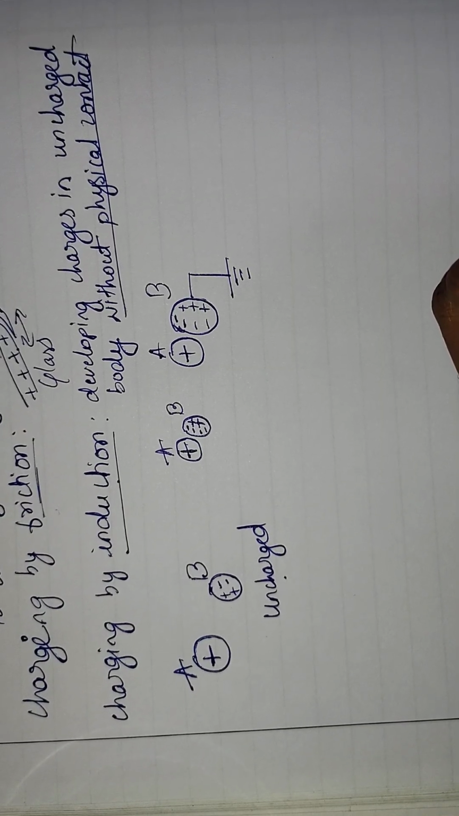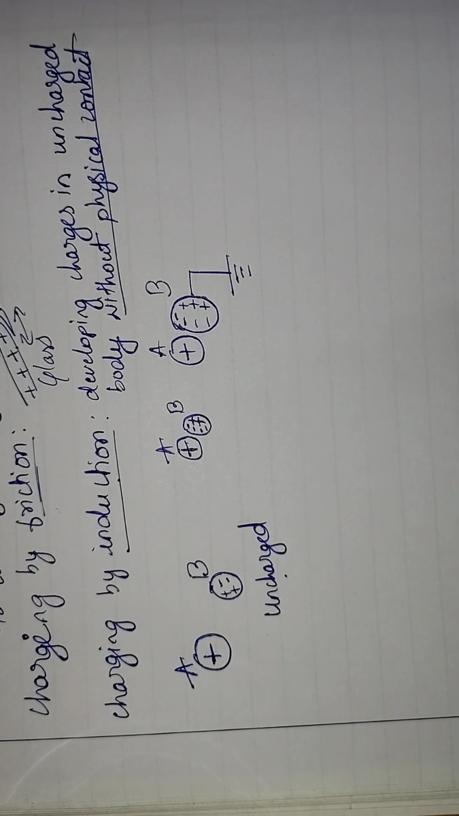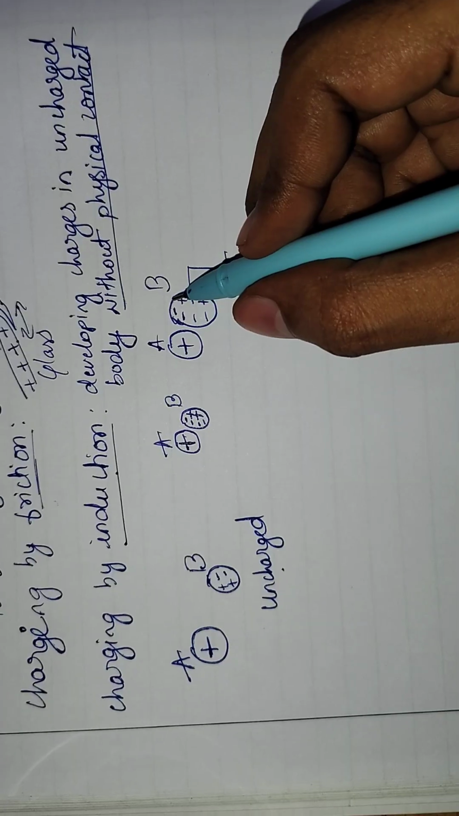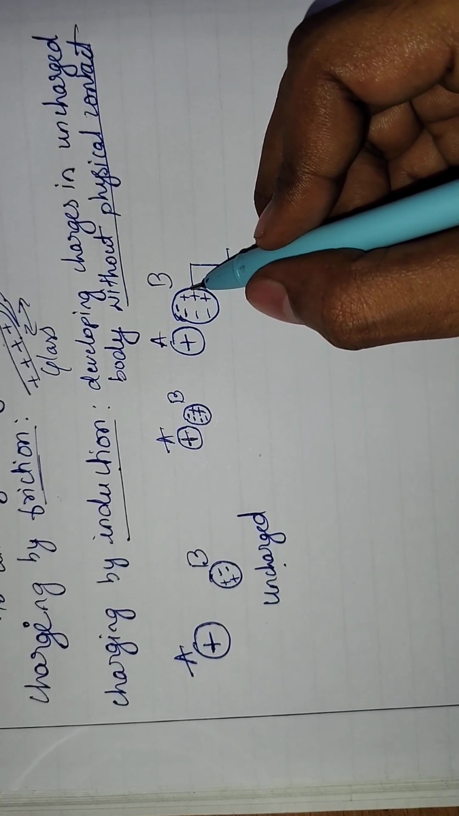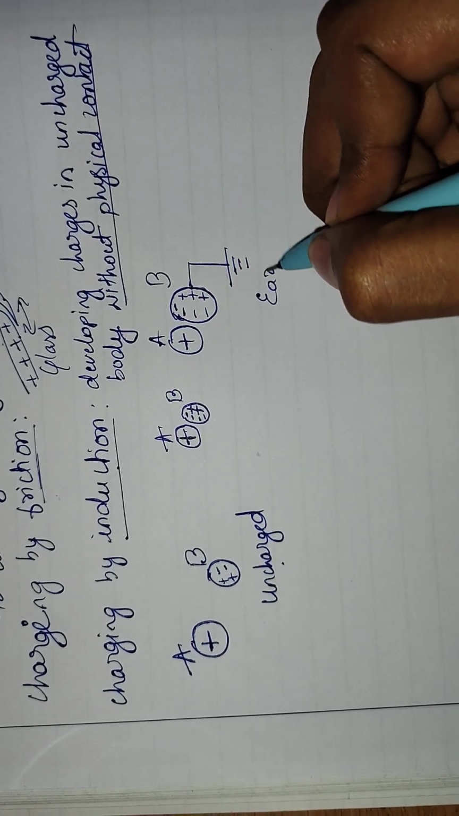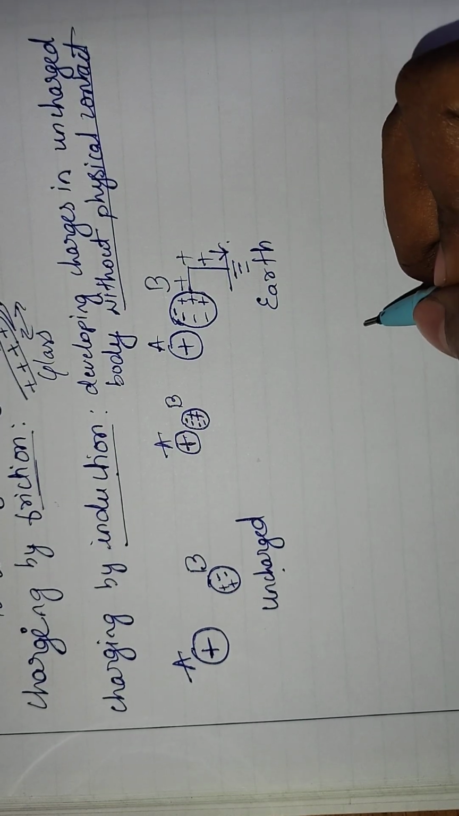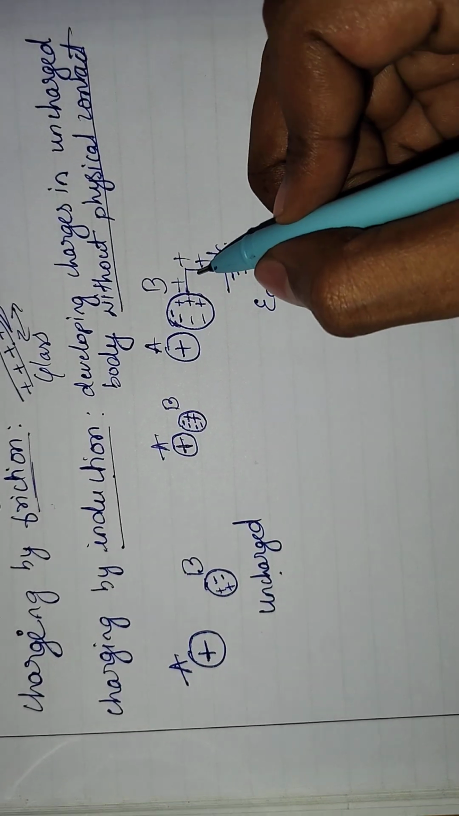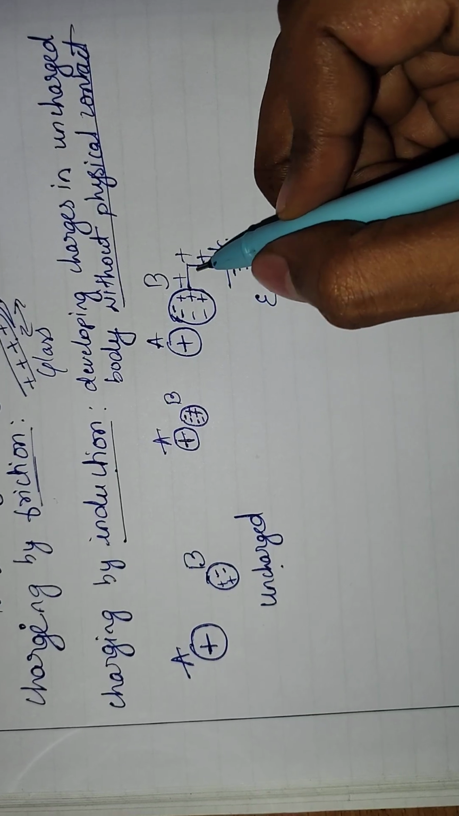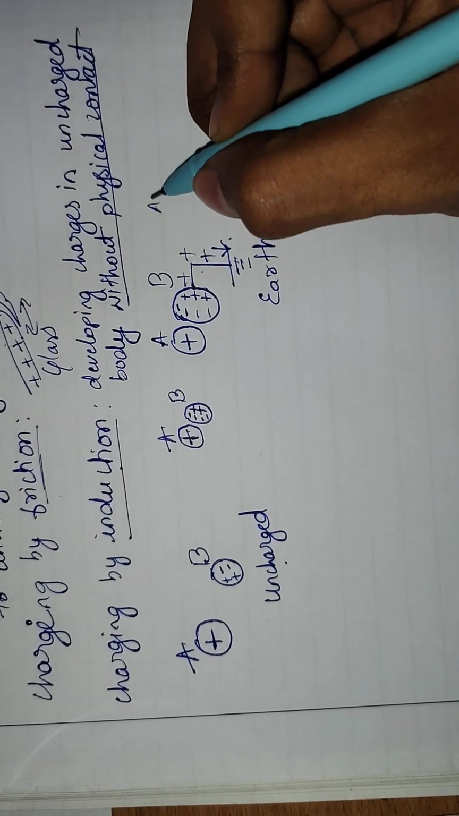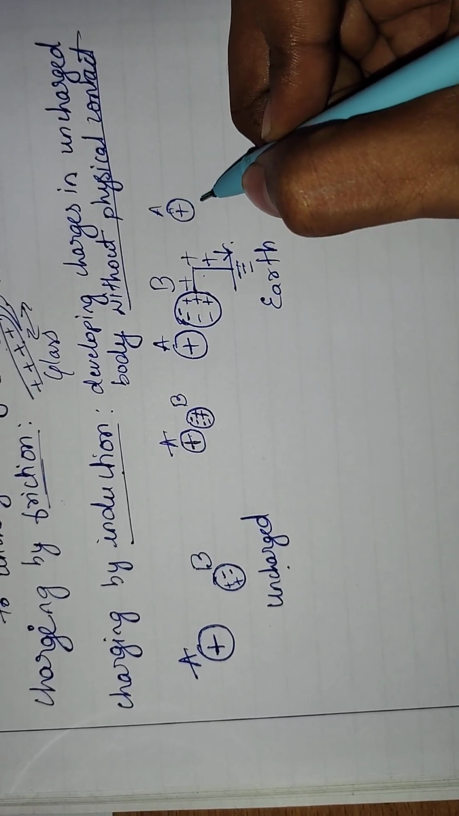What happens? As you already know, earth is a conductor. So as soon as you connect this particular surface of the sphere to the earth, all these positive charges will flow to the earth. For a short period of time you connect this to the earth and then you remove this wire. So now, this body still has positive charge.